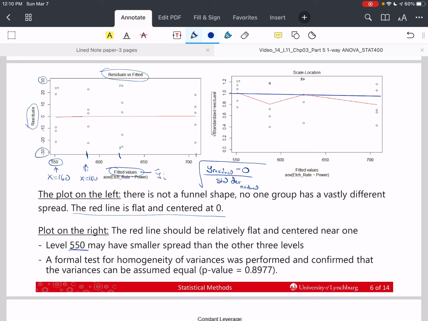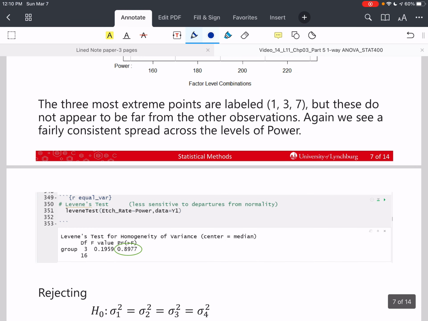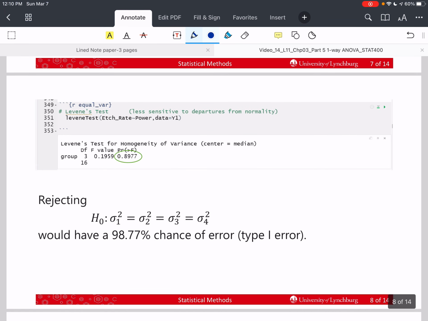A formal test for homogeneity of variances, or equal variances, was performed. We did that before, and we confirmed that the variances can be assumed to be equal. Our p-value is 0.8977. So I'm looking for that here. Okay, so let's look at that test.